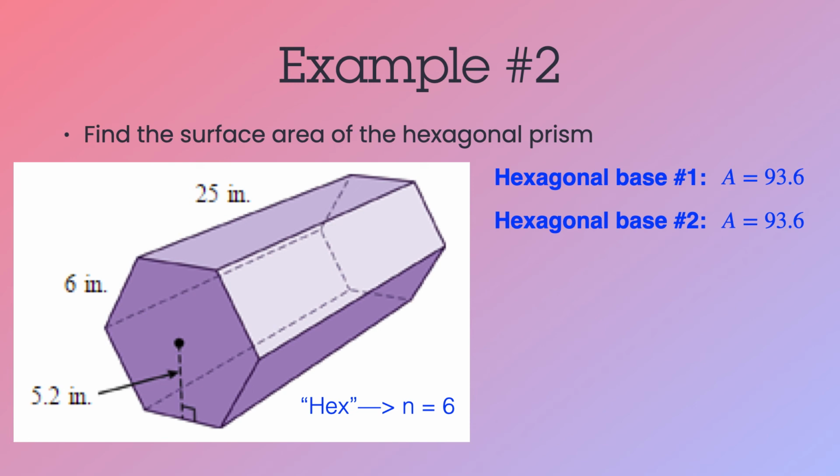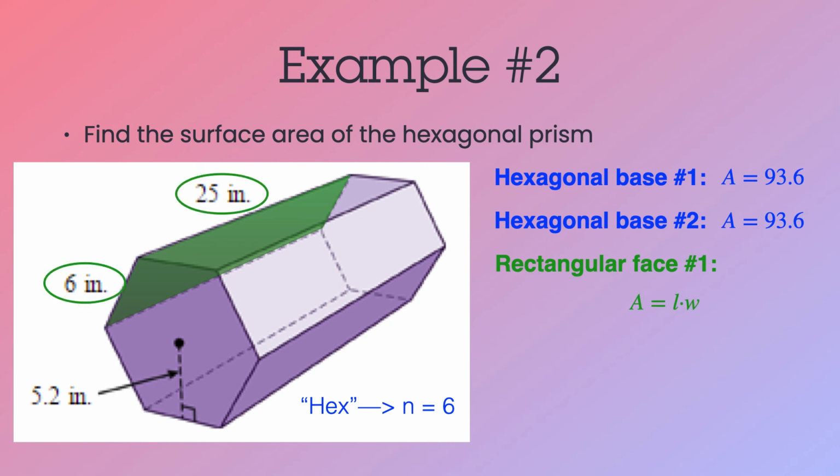Let's look now at all of those rectangles that connect our hexagons. So I'm going to look at this one on the back because it actually has the measurements on its own edges, so we'll use that one. Of course, for rectangles, we use length times width, so we'll use 6 times 25. 6 times 25 is 150, so our first rectangular face has an area of 150 square inches.